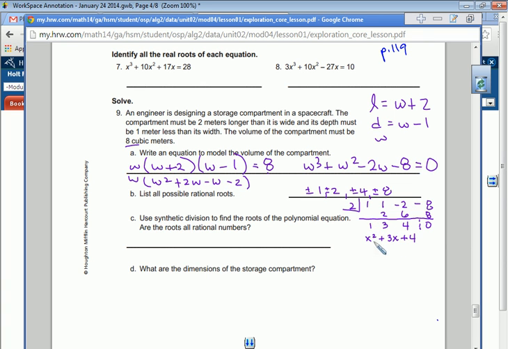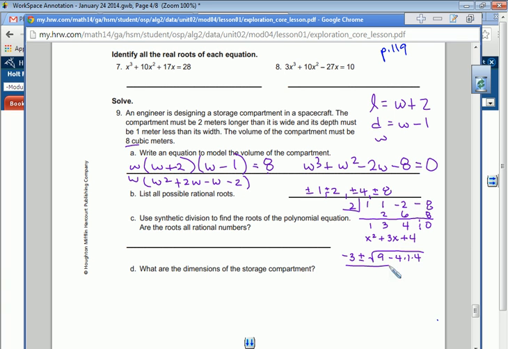Okay, so did you get x squared plus 3x plus 4? Oh, how I wish the 4 and 3 were swapped because it would factor, but it doesn't. So what do we have to use? Quadratic formula. So we do negative b plus or minus the square root of b squared minus 4ac. Yes, very good.